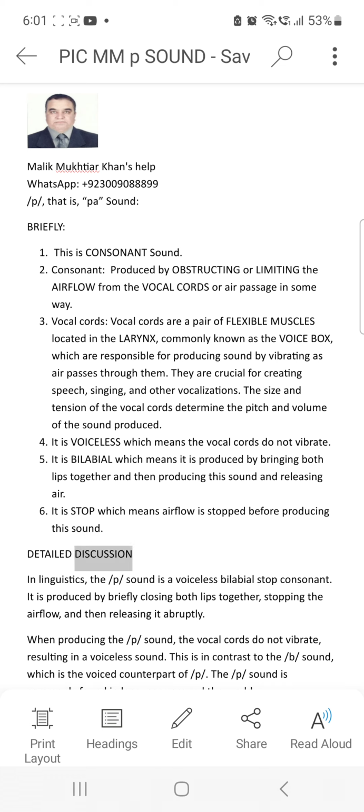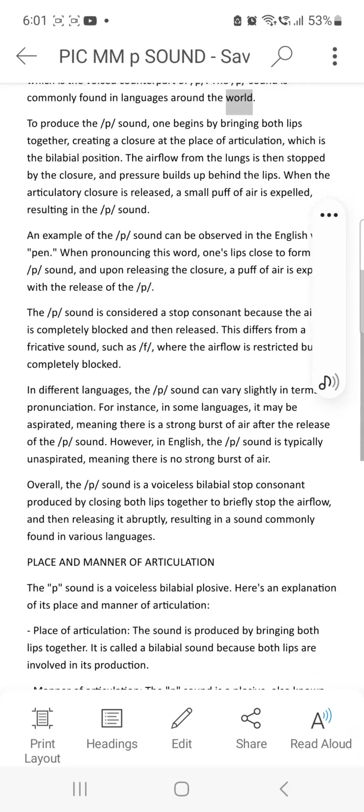Detailed discussion. In linguistics, the p sound is a voiceless bilabial stop consonant. It is produced by briefly closing both lips together, stopping the airflow, and then releasing it abruptly. When producing the p sound, the vocal cords do not vibrate, resulting in a voiceless sound. This is in contrast to the b sound, which is the voiced counterpart of p. The p sound is commonly found in languages around the world.